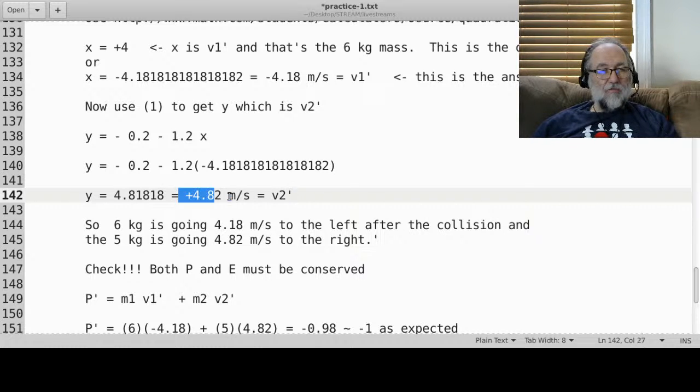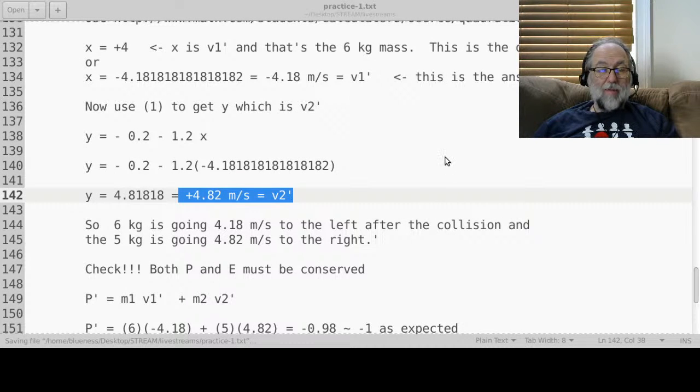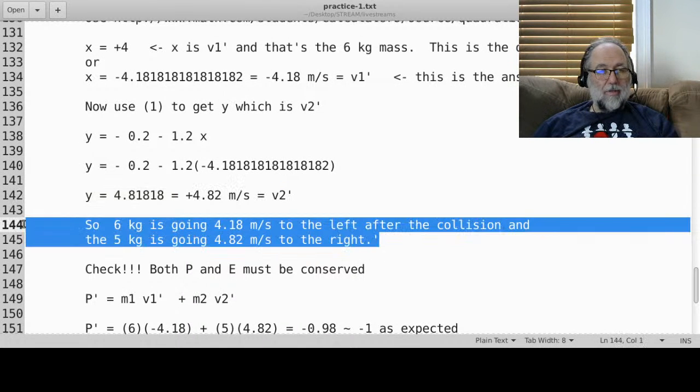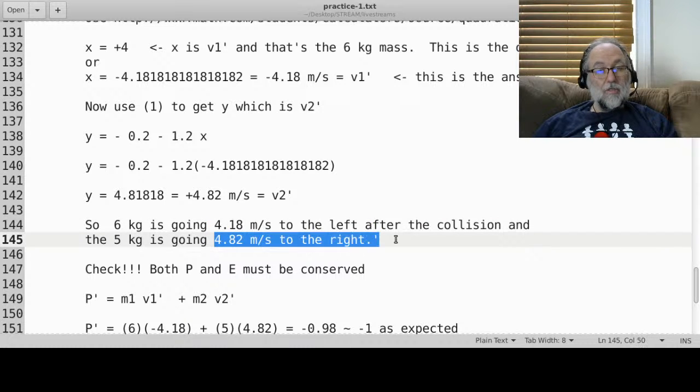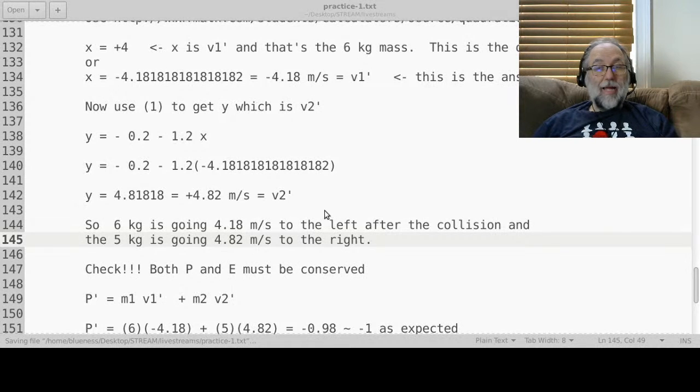There you go. That is your v2 primed, and that makes sense because m2, the 5 kilogram mass, was coming into the left and it goes out to the right. Okay, so there you go, and I summarize that here. After the collision, the 6 kilogram mass is going at 4.18 to the left, and the 5 kilogram mass is going 4.28 to the right. There you go, and that answers the question.